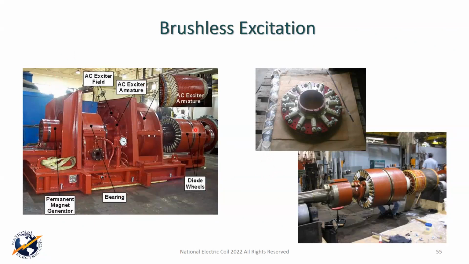It's got a double diode wheel over here. We've got the AC exciter and the field frame in here, and we've got the bearing here, and then we've got the permanent magnet out here. So people get confused about how this thing works, including me at times, but this is basically it.